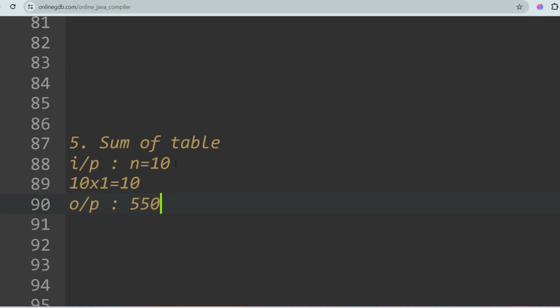So if you are given 9, then you have to add 9 plus 18 plus 27 plus 36, and so on this way.